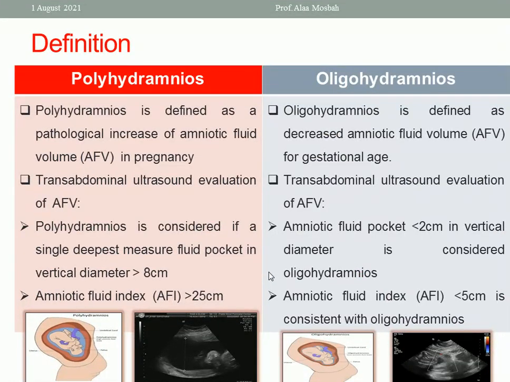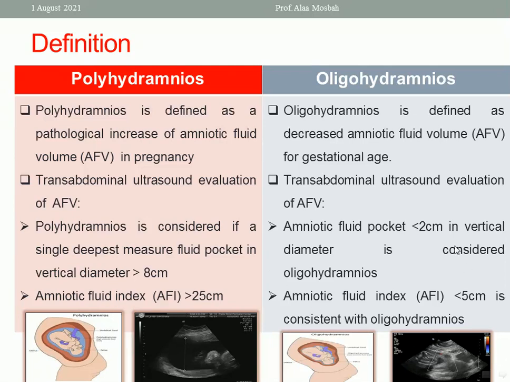So what is the definition of polyhydramnios and oligohydramnios? Polyhydramnios is defined as a pathological increase of amniotic fluid volume in pregnancy. It is diagnosed by transabdominal ultrasound by two means: either a single pocket measurement more than 8 centimeters, or amniotic fluid index, measuring the largest vertical diameter in 4 pockets in the abdomen. If the summation of these pockets is more than 25 centimeters, it is polyhydramnios.